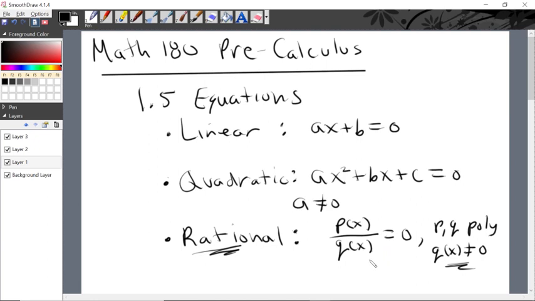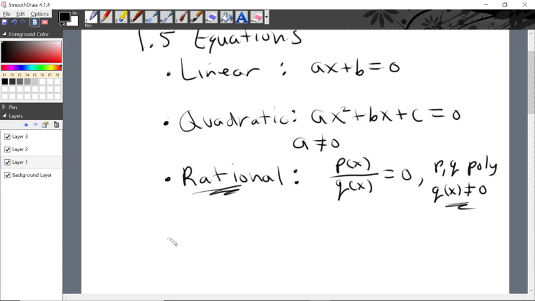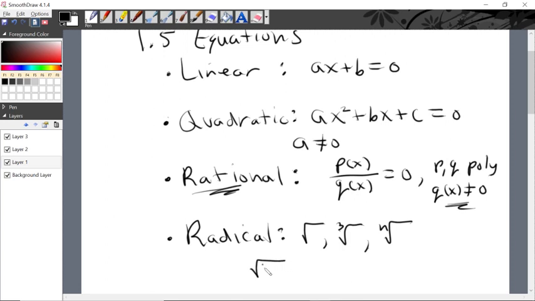What other types of equations do we have? Well, after rational, oftentimes we talk about the radical types of equations, and radicals can also be referred to as roots. Those are your square roots, cube roots, fourth roots, right? And more generally, the nth roots, right? Okay, so an example of a radical type of equation might be something like the square root of 1 plus x plus the square root of 1 minus x is equal to 2. Okay.